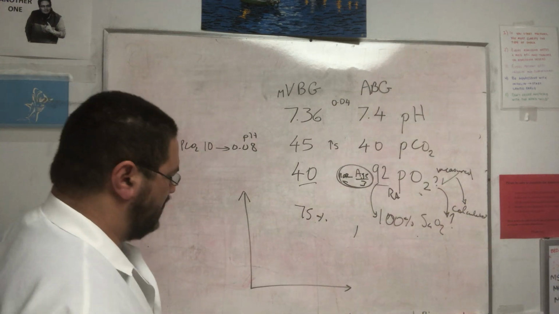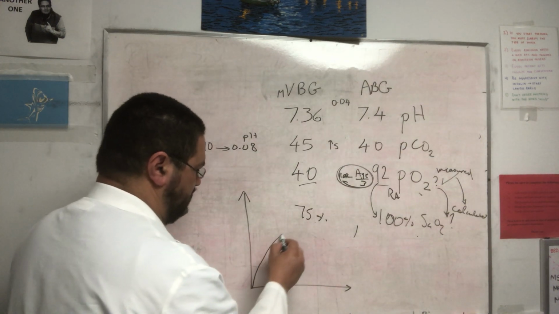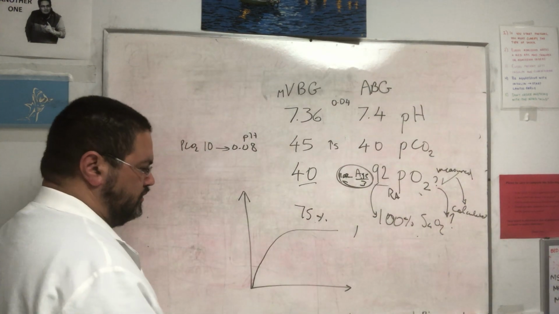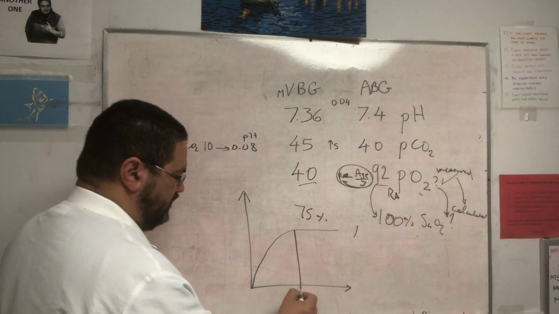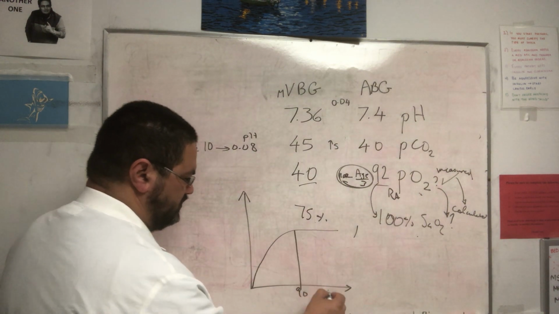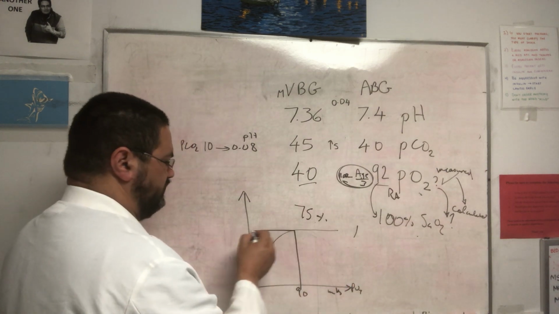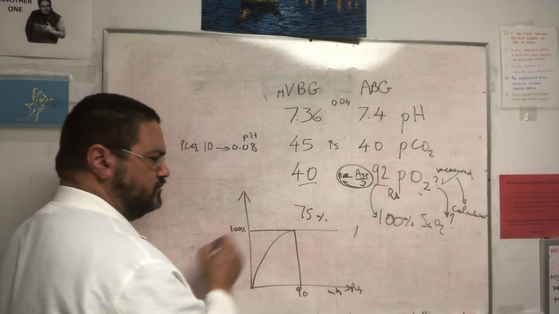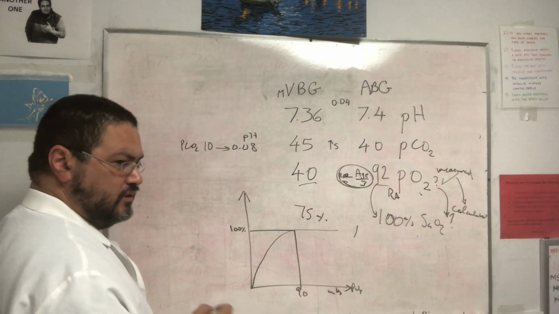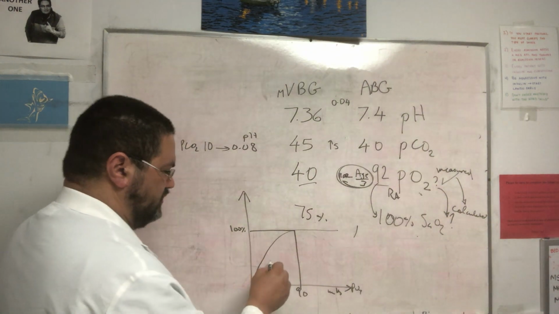So if this is your oxygen hemoglobin dissociation curve, at 90 millimeters of mercury, this is the PO2 here, it will give you 100% saturation. We know that from the curve, right? These are facts.